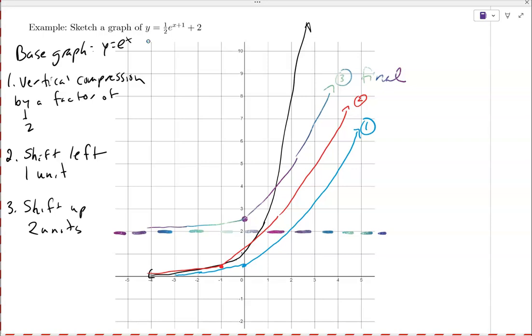Like I said, we're going to come back to doing some more properties with exponential functions, but we're first going to introduce the inverses of exponential functions, and those are logarithmic functions. So we'll start that today.